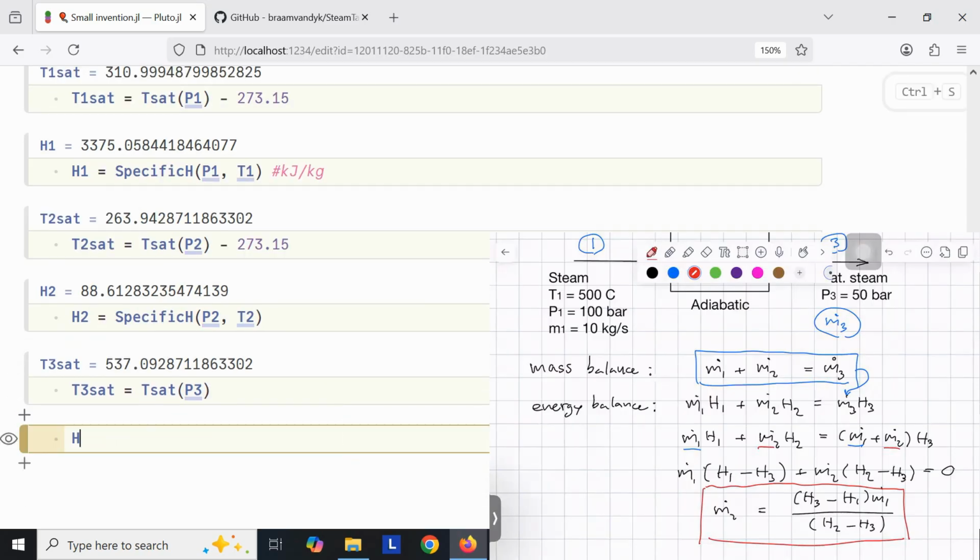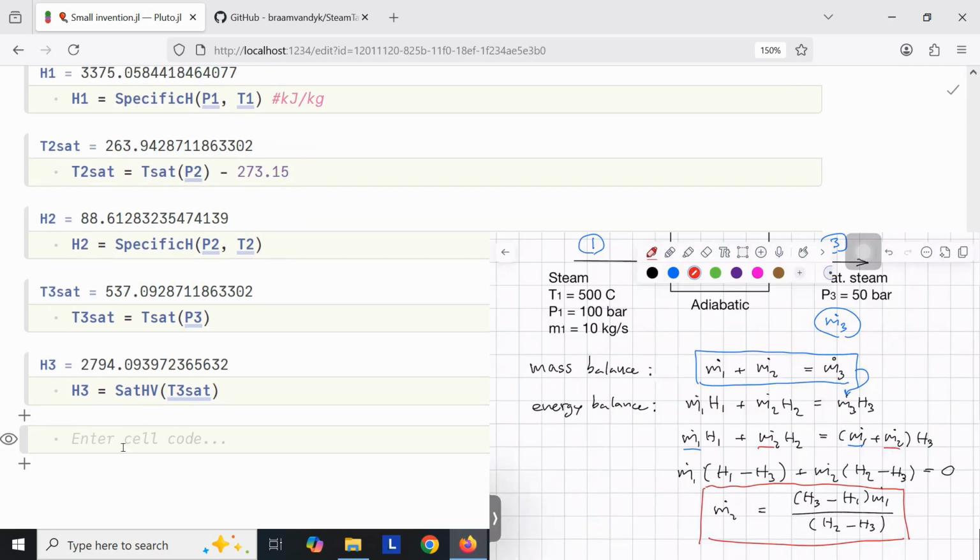Then I can find enthalpy H3 equal to sathv, the enthalpy of vapor at saturated condition. Inside, it accepts temperature. So the temperature is T3sat. Then we can run the code here to get enthalpy. After we get all enthalpies, then we can just manually calculate M2 according to the equation that we just derived.